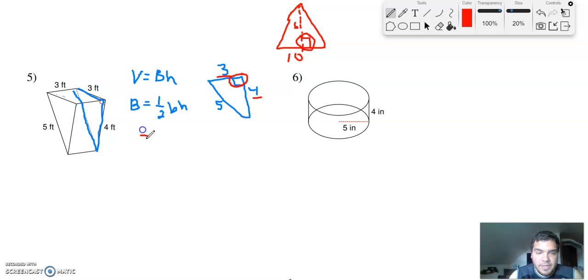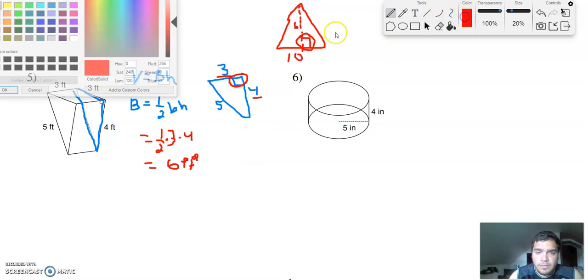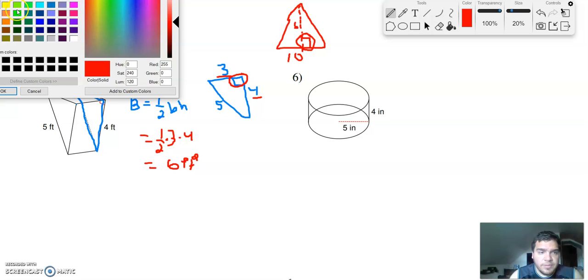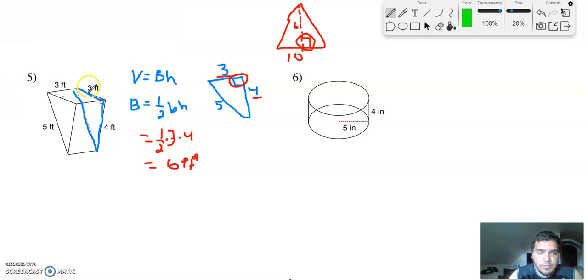So our base here is 1/2 times 3 times 4. So that's 12 divided by 2. That is 6. So our base is 6. Technically, the unit is feet squared. Again, don't sweat units. All right. So now, well, let's pick green, I guess. So now we'll go to our next one, which is over here. Well, okay. So we know our base is 6 times the height of the 3D shape.